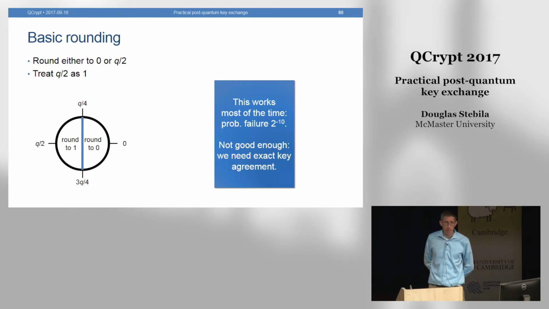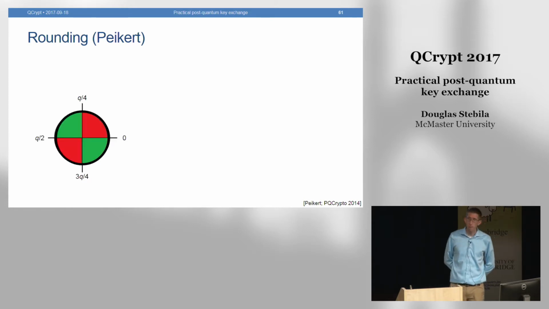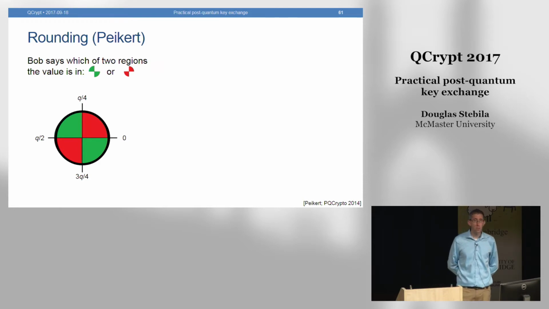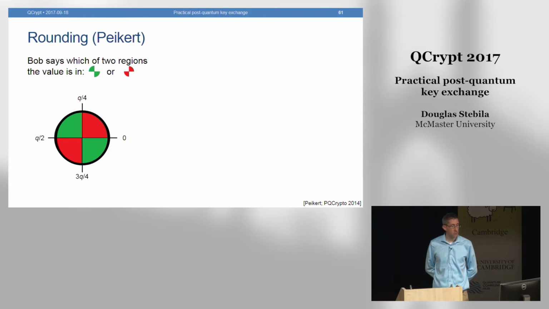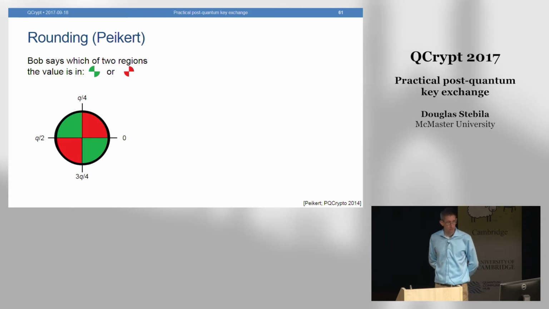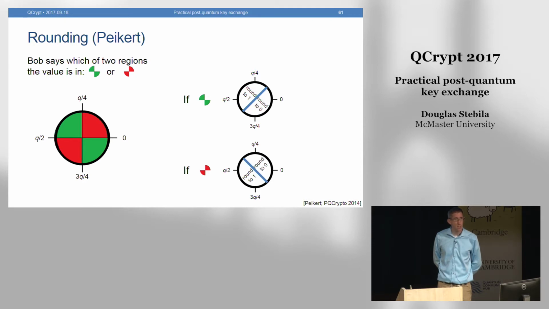So we need a slightly different rounding technique, and I'm going to give you the presentation by Peikert. It's fairly similar, except we're going to divide our number line up into 4 segments. And Bob, the second party, is going to send an extra hint to Alice. Bob's going to tell Alice which of the 2 regions his value was in, either the green region or the red region. And then Alice will round slightly differently based on Bob's information. If Bob says his value is in the green region, then Alice will round like this rule says here. Whereas if Bob says that his value is in the red region, Alice will round like that. Just a small change, just one extra bit of information from Bob to Alice.